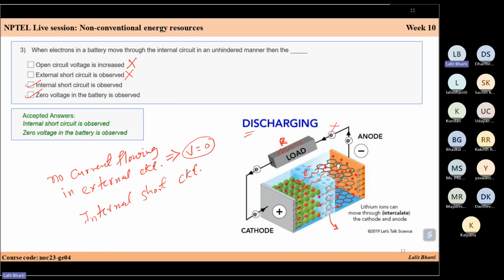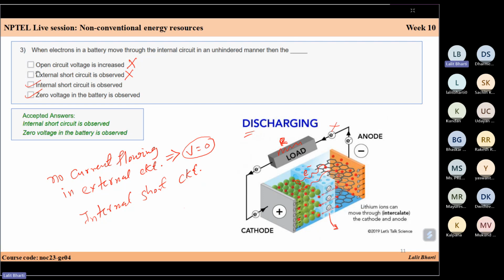In this question, if you allow the flow of electrons directly, what will happen? You will get the condition of short circuit. Instead of external circulation, you will directly short circuit your battery, which is not preferred in any battery, and which is avoided by the separator and the electrolyte.